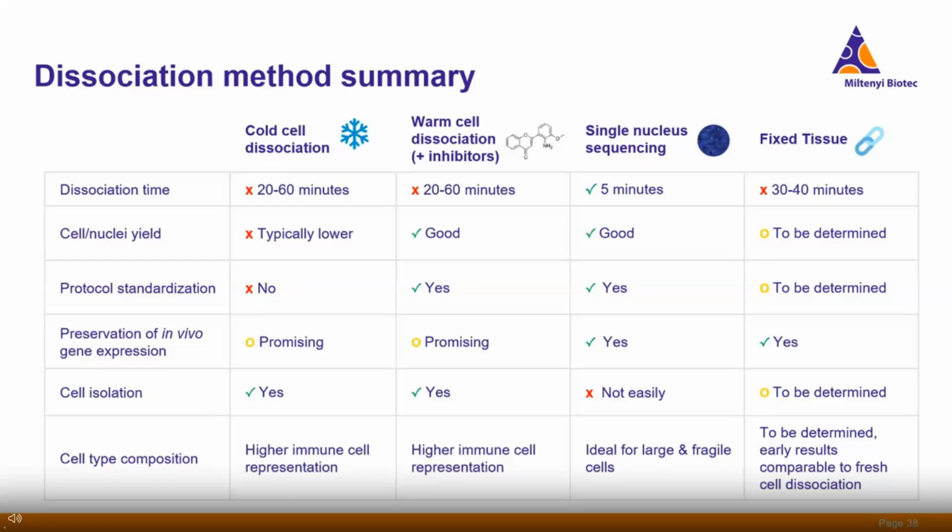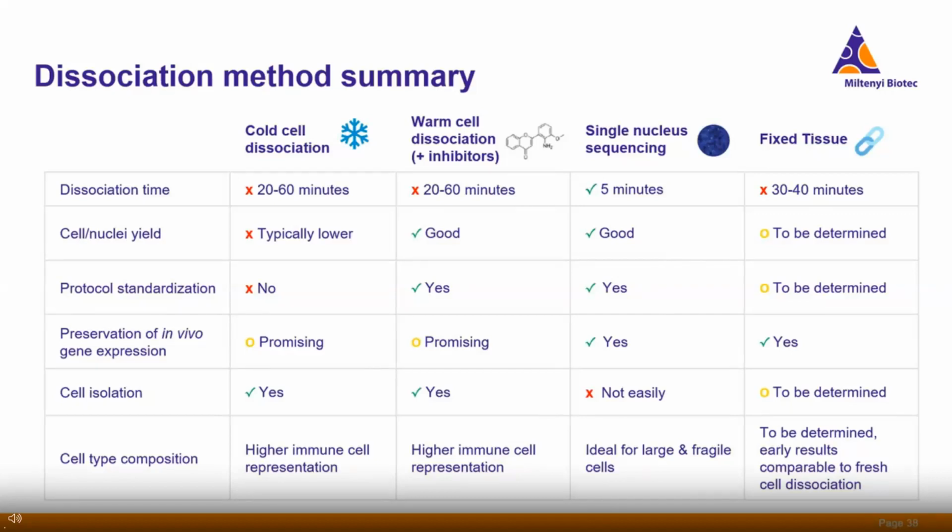You may need to enrich for or deplete a specific cell type from your sample prior to sequencing, and this is easily done with viable cells. Finally, the resulting cell type composition can vary between dissociation methods, especially between cells and nuclei.